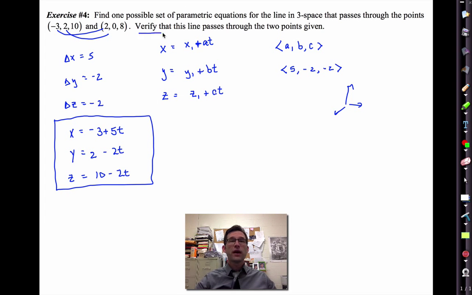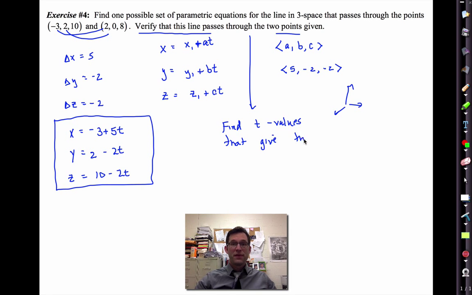It does say verify that this line passes through the 2 points given. All that means is that we have to find t values that give us the 2 points. But that should be easy.